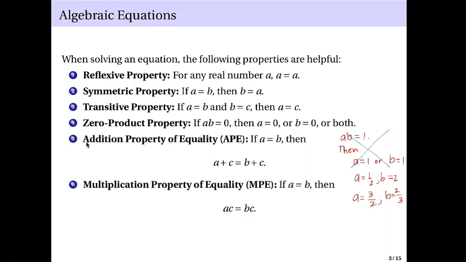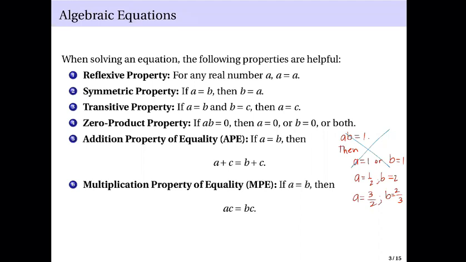Now, let us move to the next property. We call this the addition property of equality. Suppose we have A equals B, then for any number C, whatever number C is, you have A plus C equals B plus C. Meaning if you add something on the left, you must add the same thing on the right to retain the equality. What you added on the left-hand side must be added to the right-hand side so that the equality is preserved.